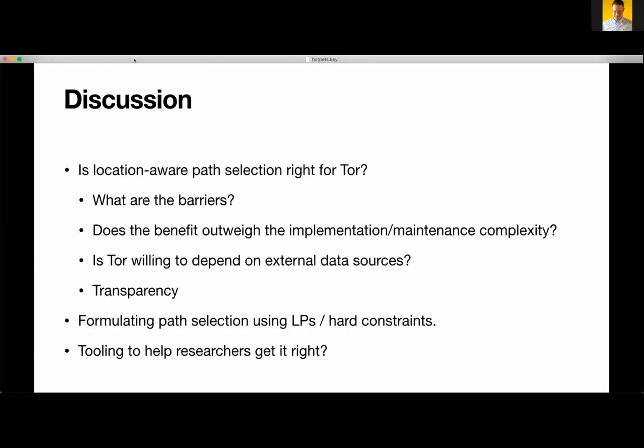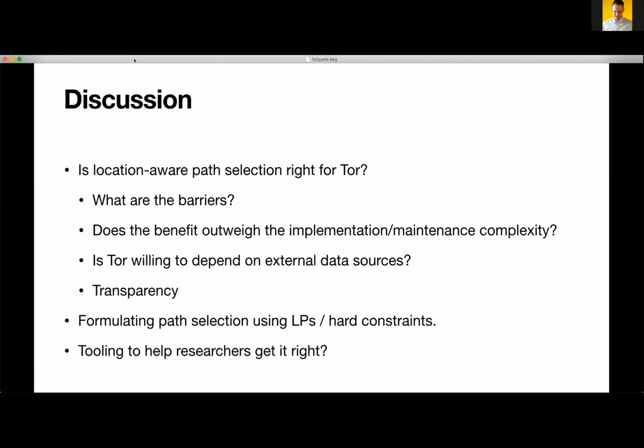During discussion, I really would like to hear from the Tor folks about whether this idea is right for Tor. And despite all of these systems being designed, I don't think any of them have really been seriously considered. So really, I want to get a better understanding of what the barriers are to Tor and if this is a good idea. If the benefits that these schemes provide outweigh the implementation complexity, and also if transparency is an issue. So it might be difficult for Tor to adopt a location-aware scheme if it makes it harder to understand how the Tor network is working.